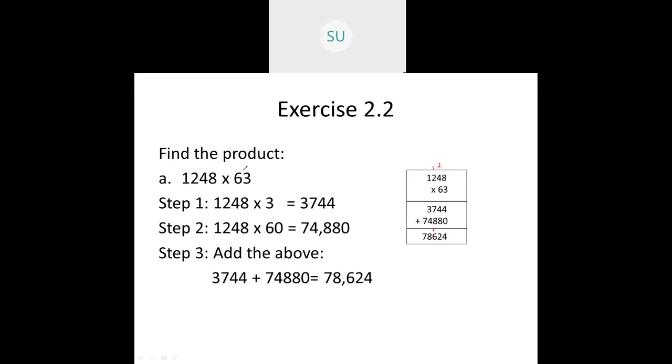Once you multiply it with 3, now what is left? 60 is left. 6 is in the tens place. So we multiply 1248 with 60. When you multiply it with 60, you get the answer as 74,880.